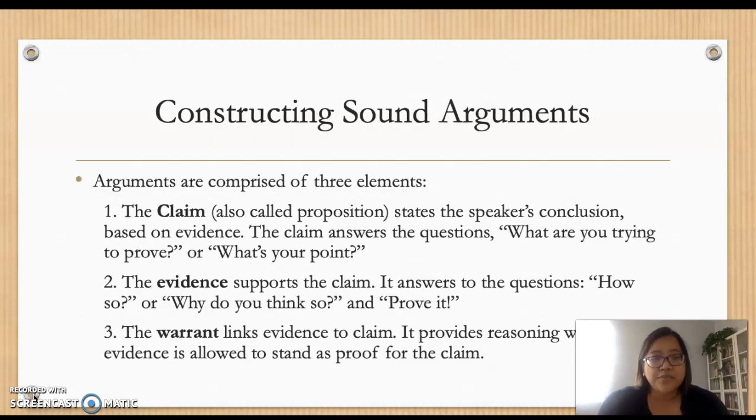And then the next part is constructing sound arguments. So arguments are comprised of three elements: the claim, the evidence, and the warrant. And I'm going to actually go deeper into this, a mini lecture on the claim, evidence, and warrant right after this. I'm going to break it down into two parts of mini lectures on persuasive speech, so that you're not going to get bored listening to me talking for half an hour. So I'm going to break it here, and then I'm going to continue talking about constructing sound arguments.